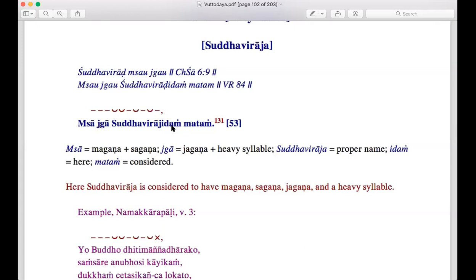Suddha Virad is the name according to Chanda Shastra. Suddha Viradida according to Vuttodaya. However, yeah, there are such differences.